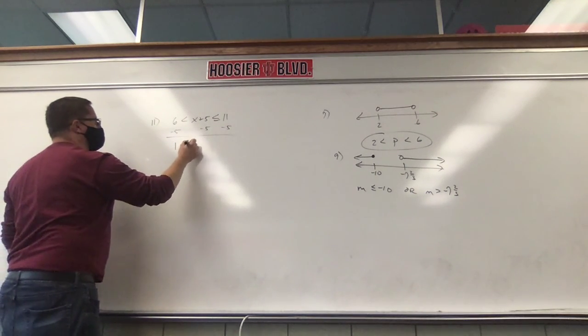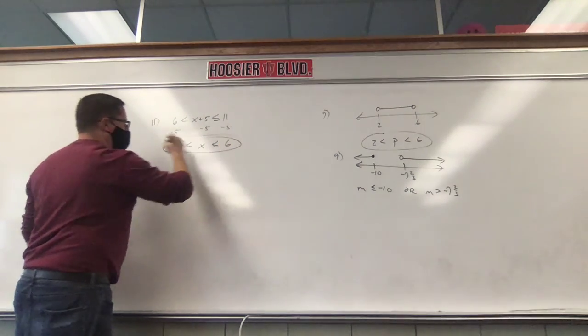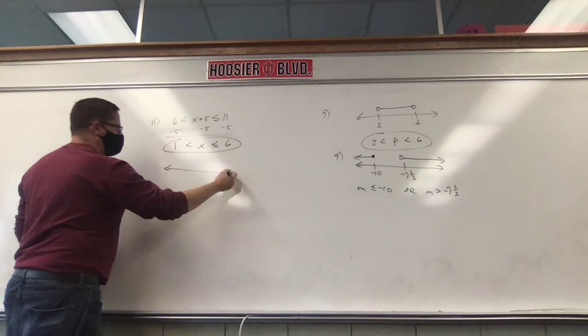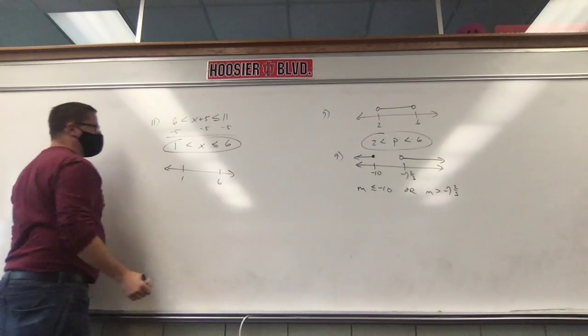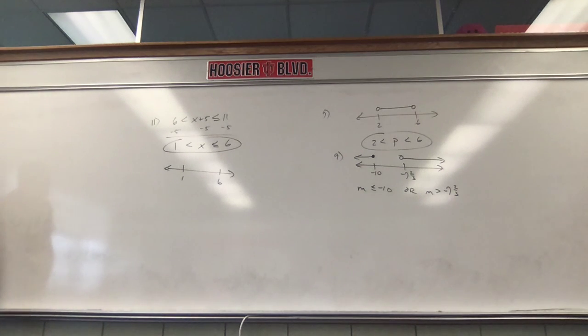So, 6 minus 5 is 1, less than x, less than or equal to 11 minus 5 is 6. And we find x in between those. So our graph, we're going to have 1 and 6. And don't make this harder than it is. Where am I going to shade? One word.